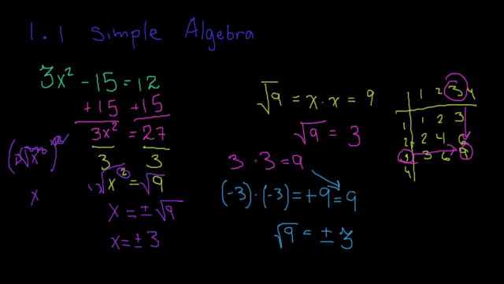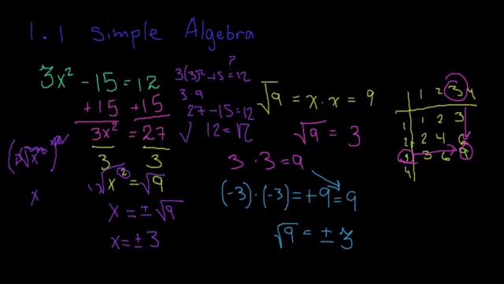So, let's plug plus 3 into the equation. We get 3 times 3 squared minus 15 equals 12. Does that equal 12? Let's see. What is 3 times 3 squared? That's 3 times 9, which is 27. 27 minus 15, you should be able to do that in your head, is 12. So 12 does equal 12.